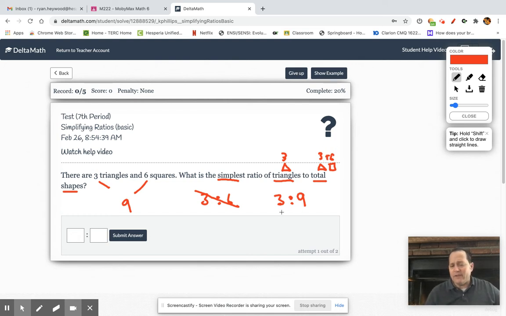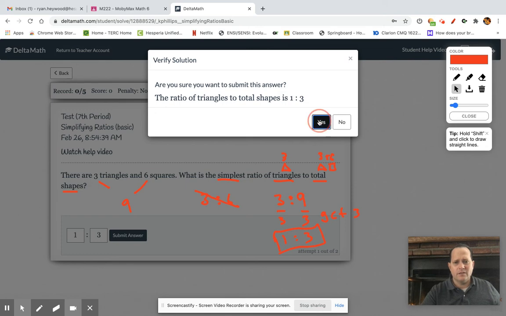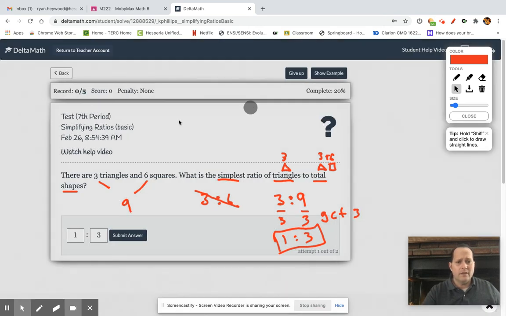So now we just simplify. Well, what is a number that goes into both 3 and 9? Well, the greatest common factor is really the only factor that they share, which is 3. So 3 divided by 3 is 1. 9 divided by 3 is 3. So we have 1 to 3. All right. So that is how those are done. Submit our answer. So I did that one for you.